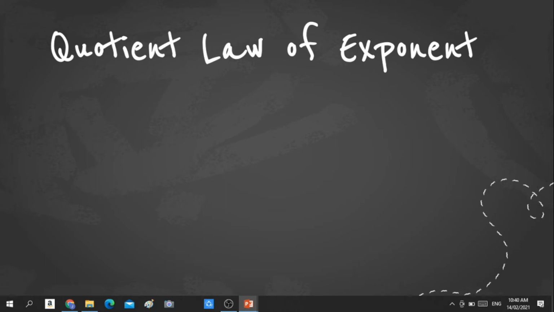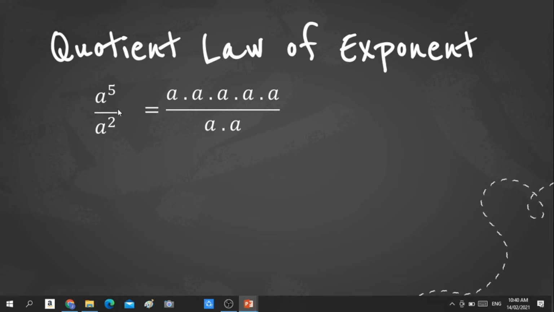Quotient law of exponent. So I have here a raised to 5 over a raised to 2. Division, tama? Because that's quotient. Ibig sabihin, a raised to 5 divided by a raised to 2. So, in writing this in expanded form, it's just like a times a times a times a times a all over a times a kasi a raised to 2. So, in division, di ba pagka pareho sa taas at baba, kinakancel natin yan because that is equal to 1. So, let's cancel that at saka ito. So, we have the remaining a times a times a. So, we have a raised to 3.